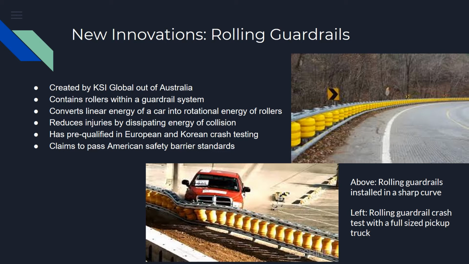It will also help the vehicle return to the direction of travel instead of going towards oncoming traffic. This system has recently begun testing and has been pre-qualified in both European and South Korean crash testing standards. KSI even claims that these barriers have the qualifications to pass American safety barrier standards. These American safety barrier standards are regarded as the most stringent in the world. Below you can see how a truck collides with the barrier of the rail and is able to flex under the impact. This is where it absorbs some of the shock and the rollers begin to absorb the energy from the collision.